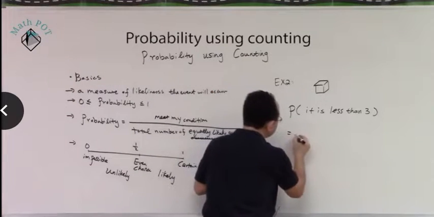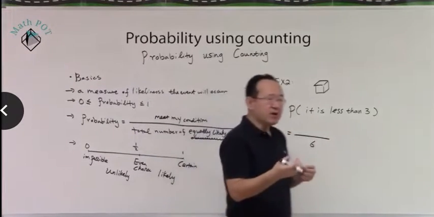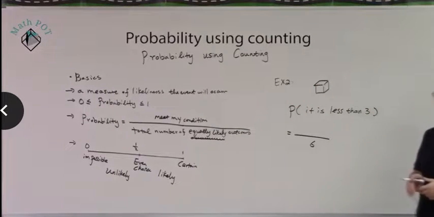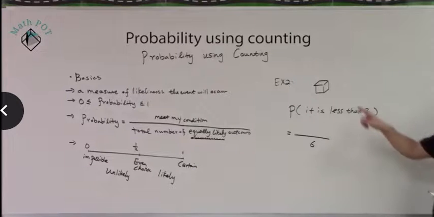Bottom number is nothing but 6. So how about top number? Top number is nothing but try to figure how many of those outcomes meet my condition. So basically what? So 1, 2, 6.